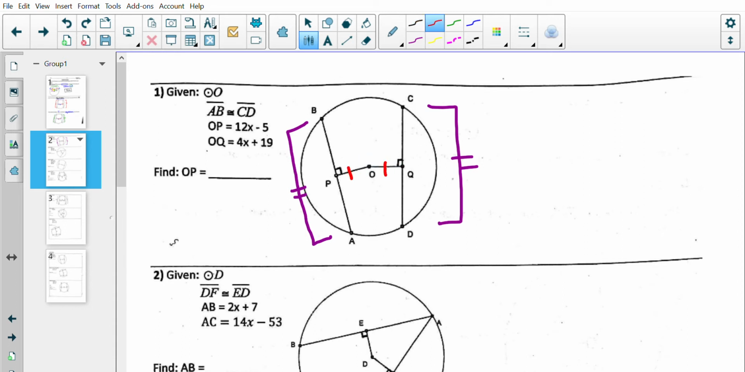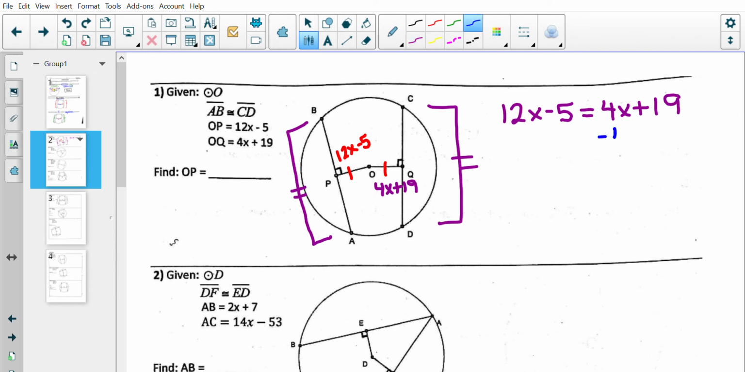Now they're telling us that OP is represented by 12x minus 5, and we're being told that OQ is 4x plus 19. We want to find OP. Well, in order to find OP, we need to solve for x. How are we going to solve for x? Well, we know these perpendiculars are congruent. That means I can set their expressions equal to each other. 12x minus 5 is going to be equal to 4x plus 19.